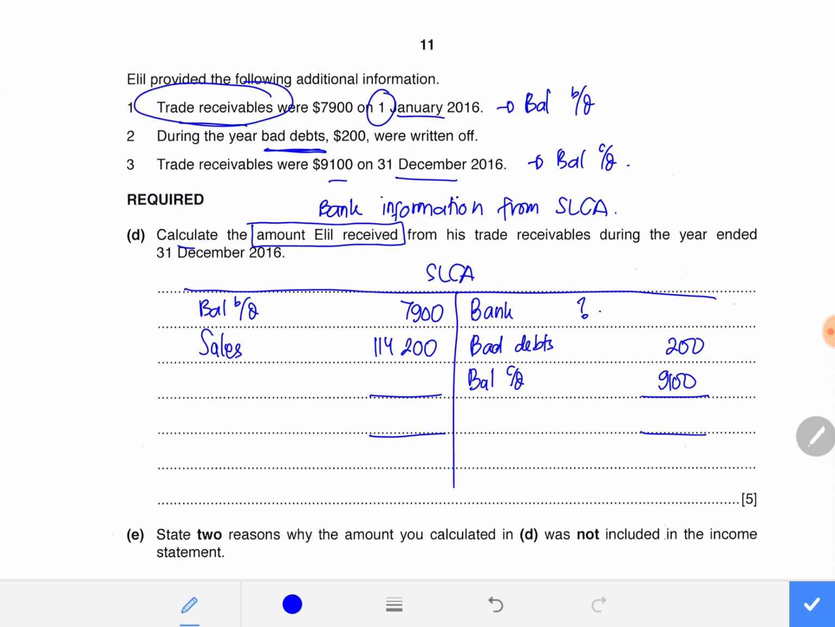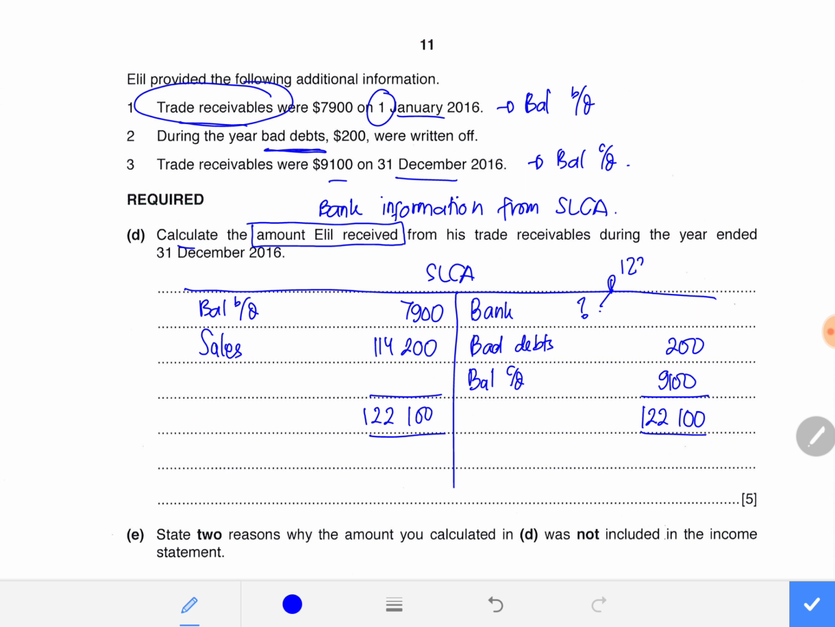The account debit and credit must be the same. So, total debit side would be 7,900 plus 114,200, which is 122,100. So that means in the credit side you have to have the same amount, which is 122,100. So how to find this bank?